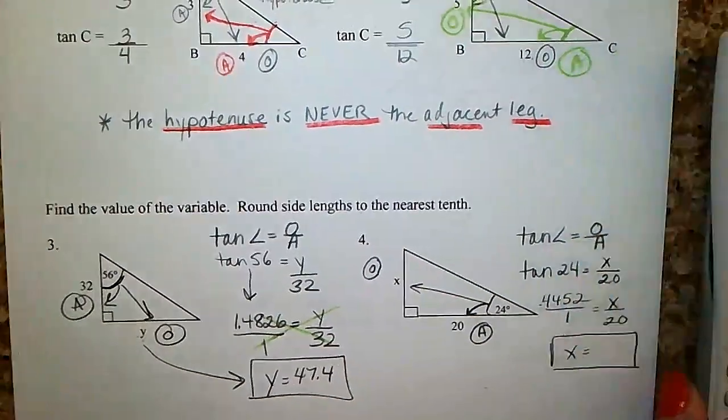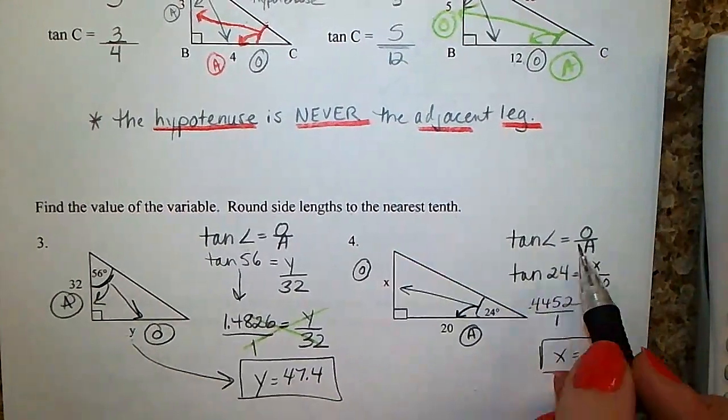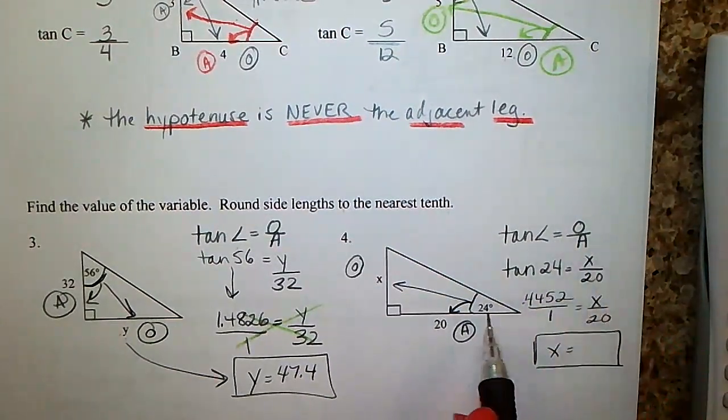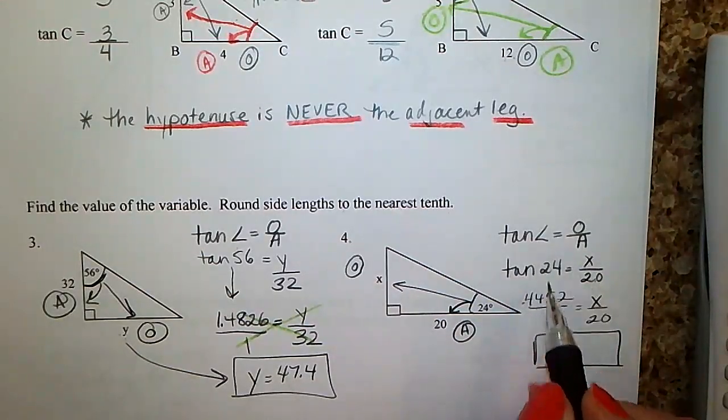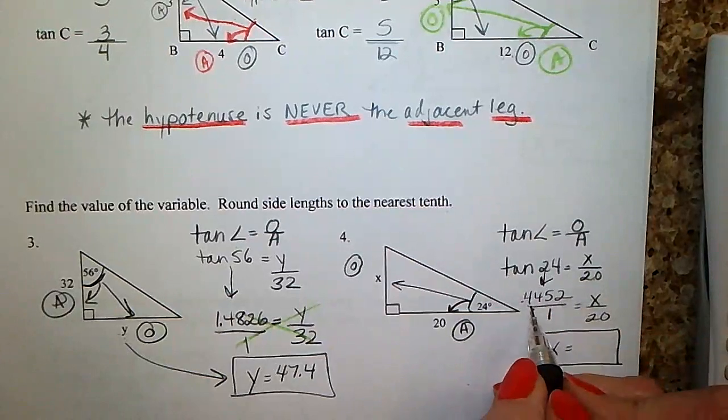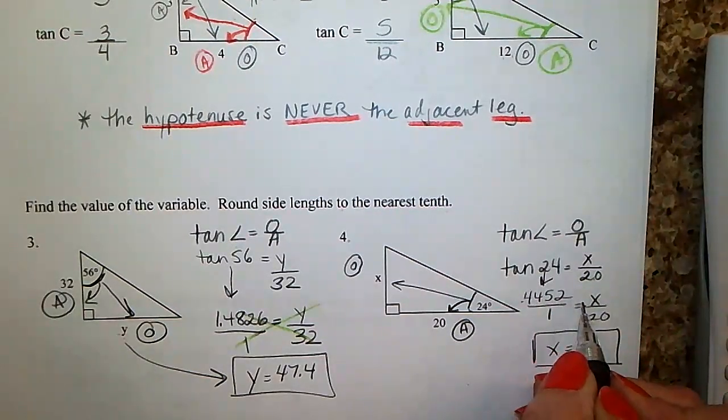Okay, now let's look at the next problem. I already have that set up. Tangent of the angle is the opposite over adjacent. So from 24, the opposite is x, the adjacent is 20. So we have tangent 24 equals x over 20. We need the tangent of 24 in our calculator. When we put that in, we get 0.4452.